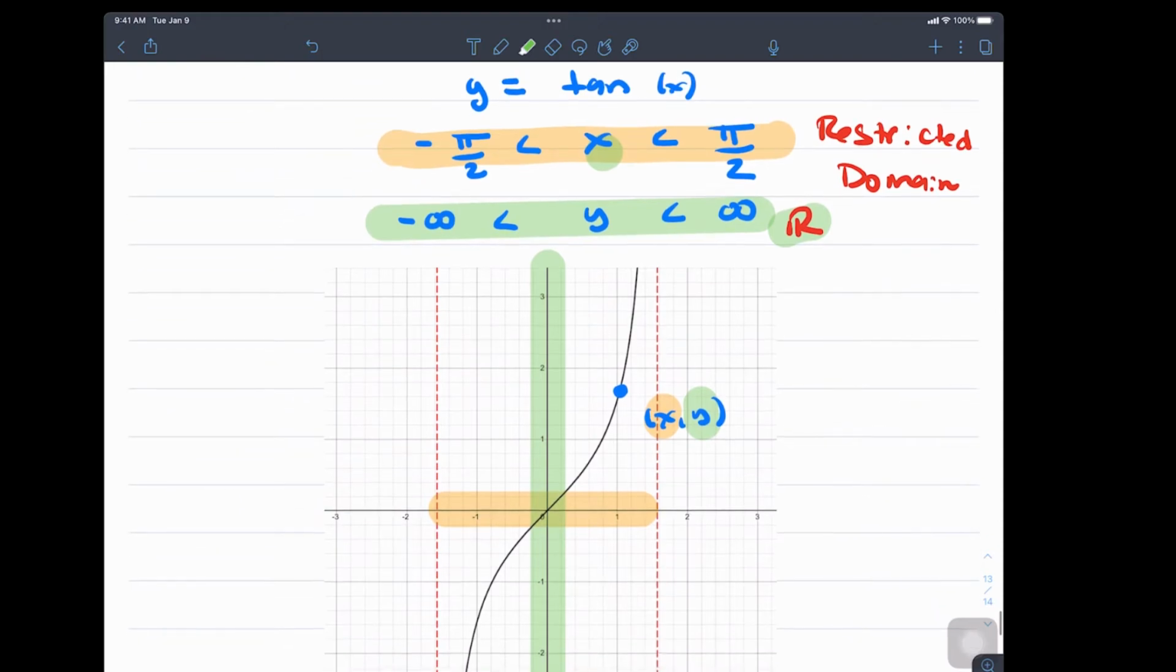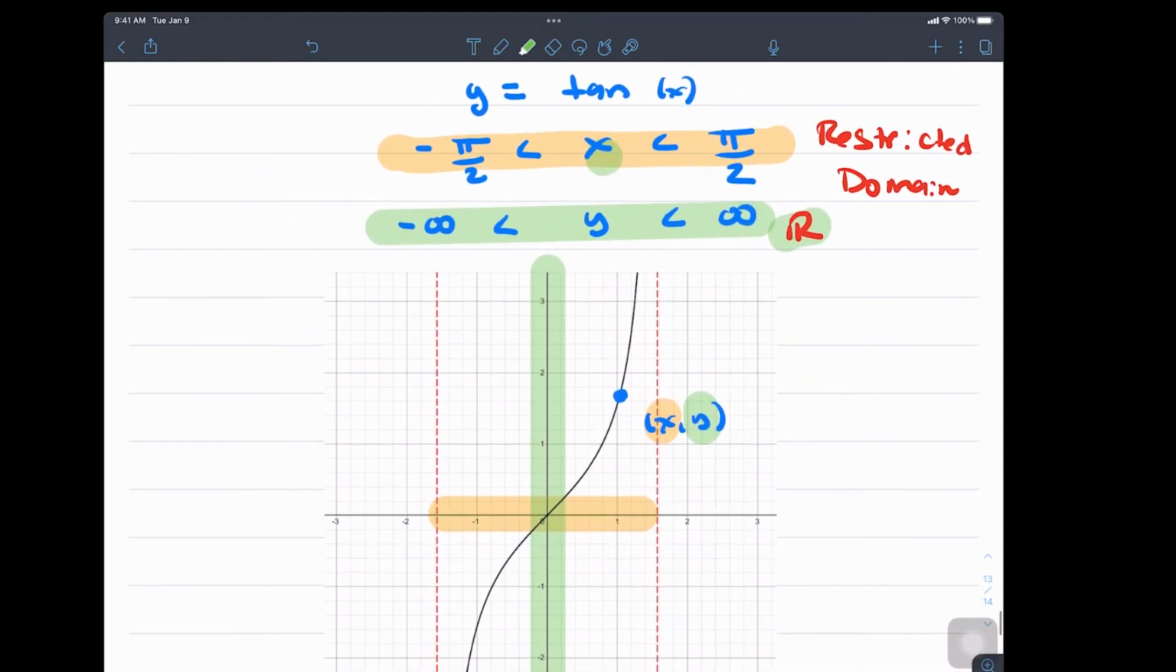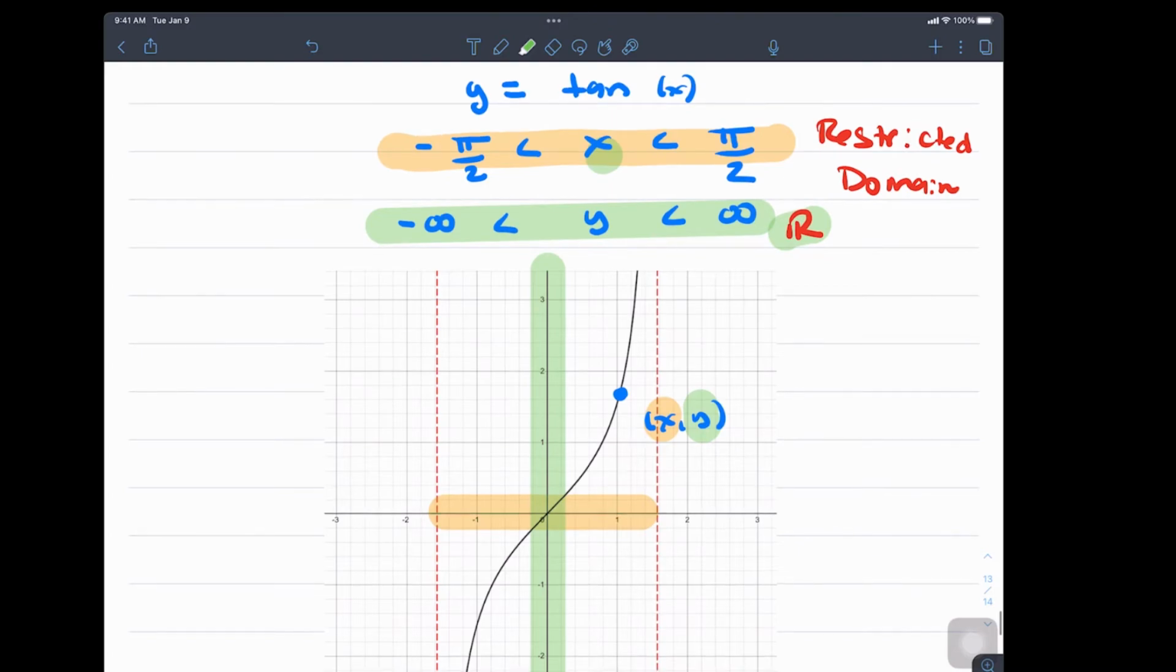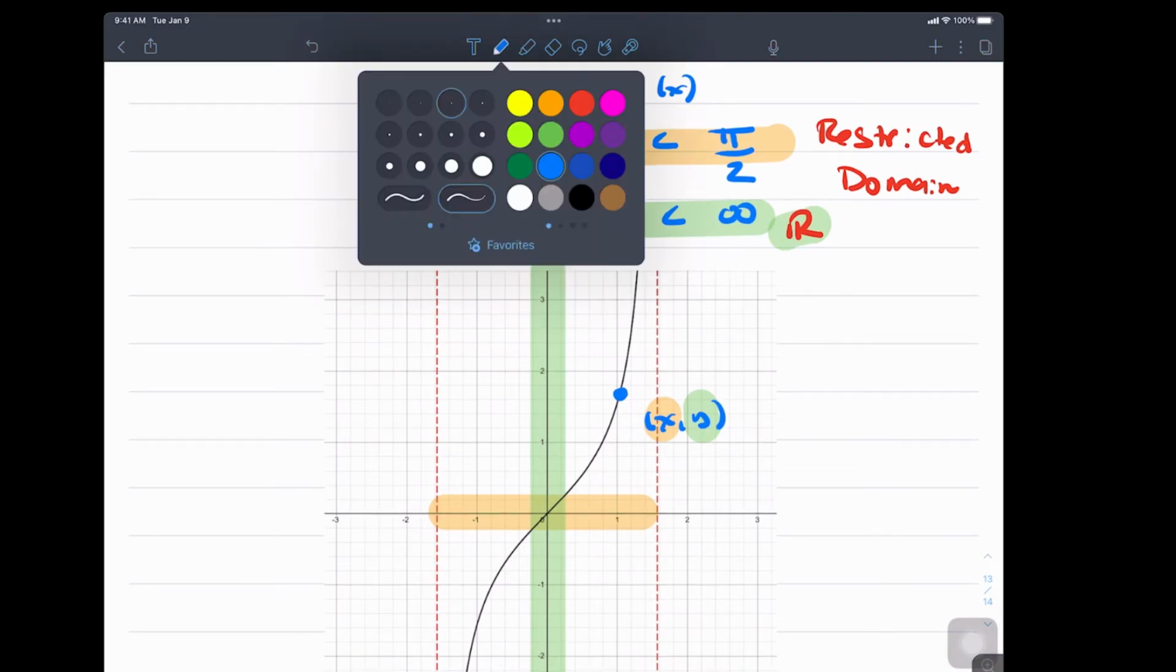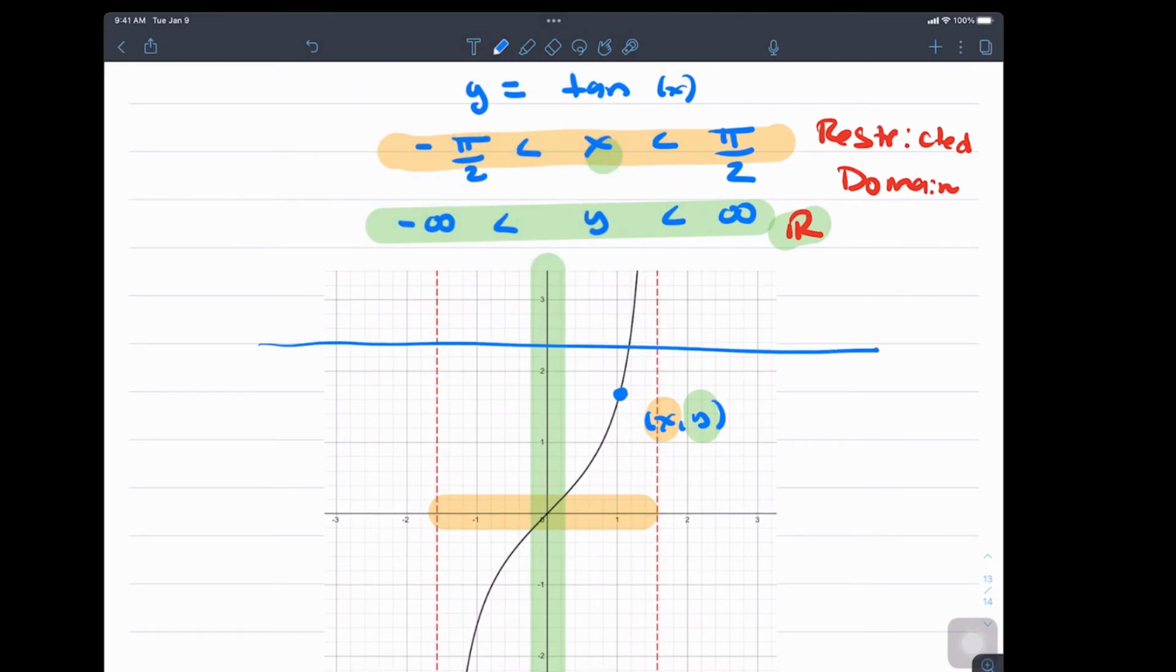Now, more importantly, tangent under this scenario is what? Do you guys remember this? What is this? By the horizontal line test, what do you guys know about tangent? It's 1 to 1. If it's 1 to 1, what does it mean? It has a what? Inverse. Yes. Switch domain and range.